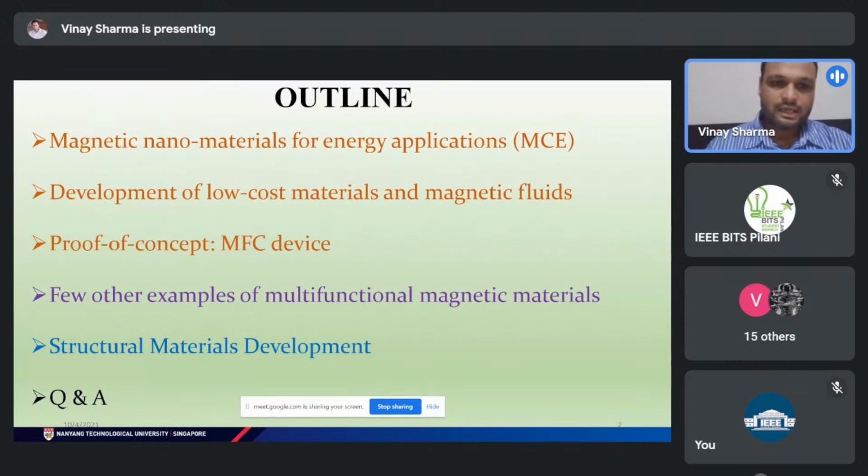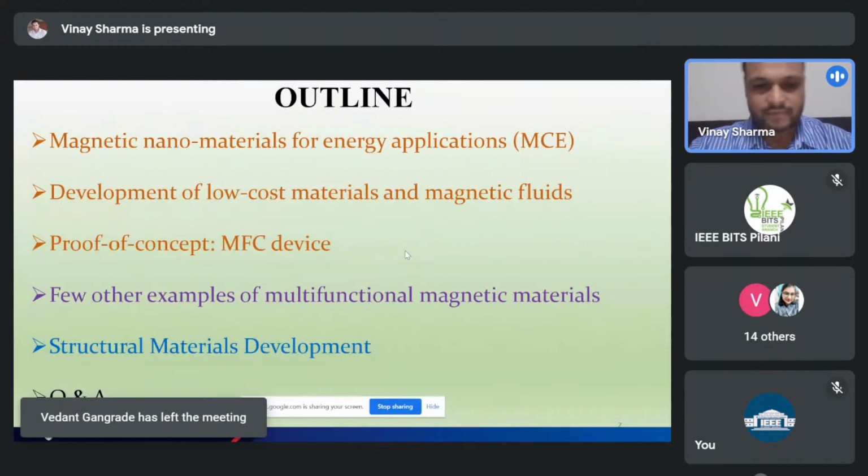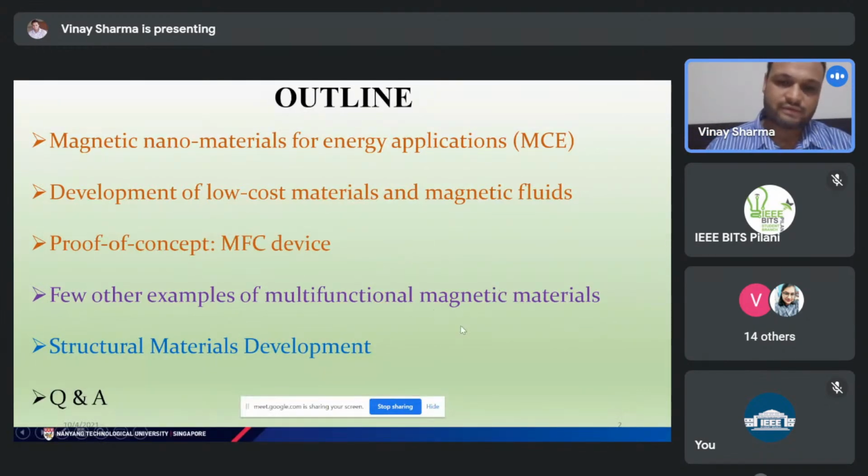I'll briefly introduce a concept called the magnetocaloric effect, MCE. Then I will talk about the development of low-cost materials and how we make magnetic fluids from these magnetic bulk materials. Once you get your materials, then how to design a device out of that. I'll go through the proof of concept of this device, and then I'll also talk about some other multifunctional magnetic materials. There is a long list of topics, but we'll see how much time we have.